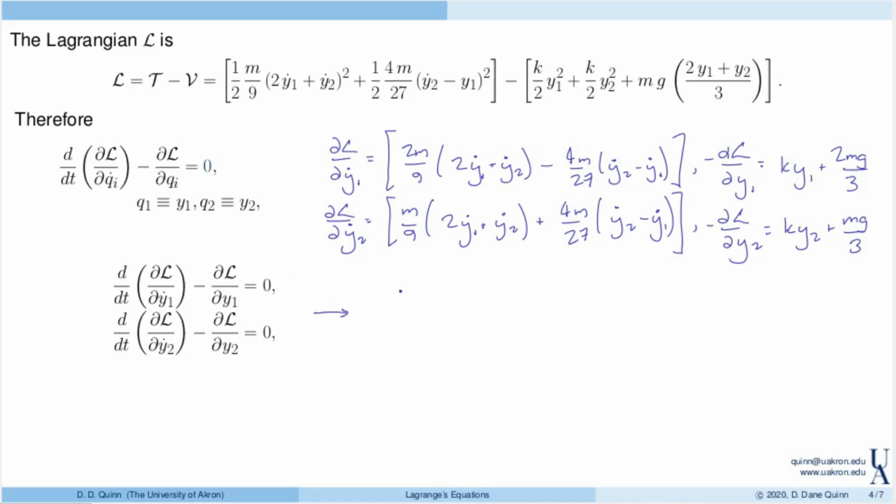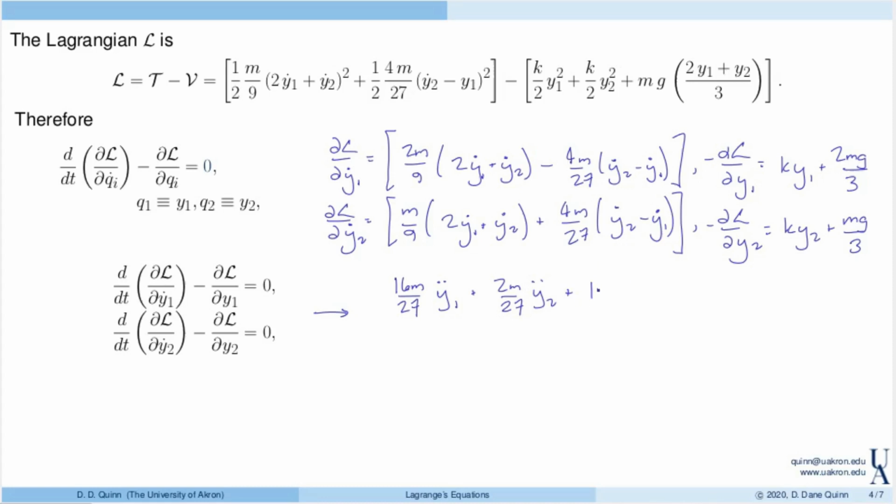Right, so this first equation becomes, well, I'm just going to go ahead and write them out. I've done this offline, a little bit of algebra, but we find this is 16m divided by 27 times y1 double dot. Basically that's this term, which is 4m over 9, and then minus minus, so plus 4m over 27. And then we get a mixed term, 2m over 27, y2 double dot.